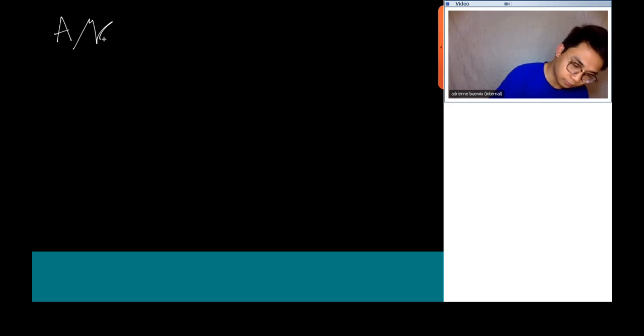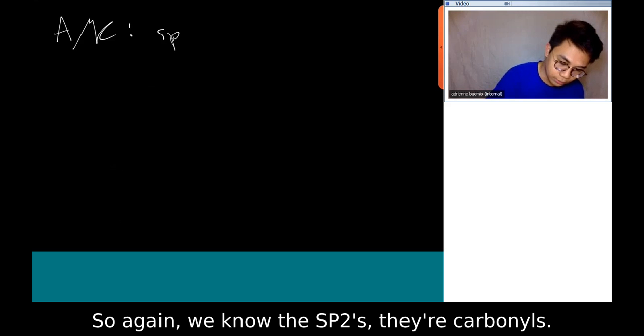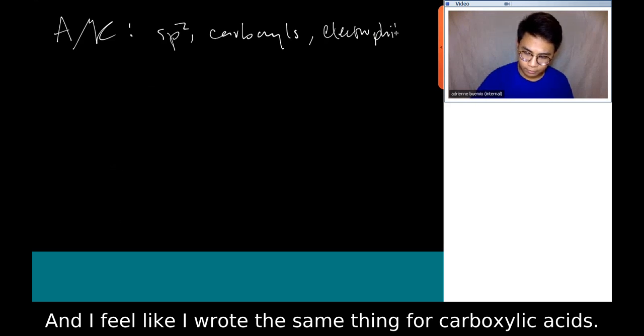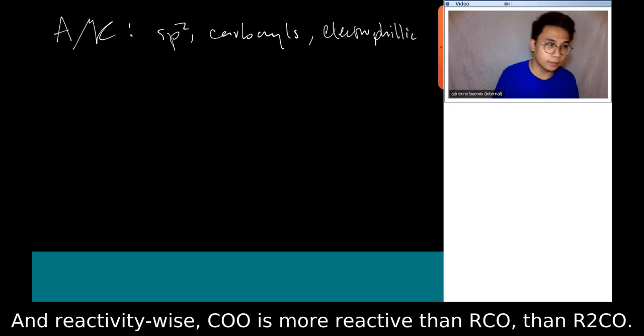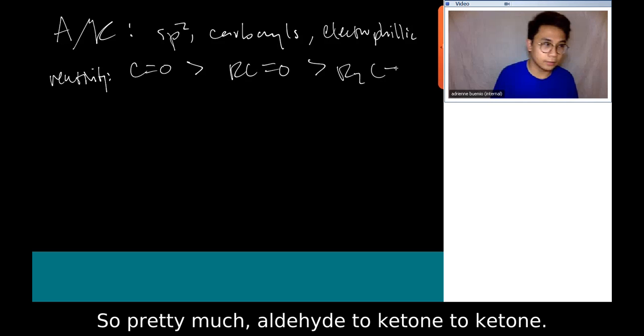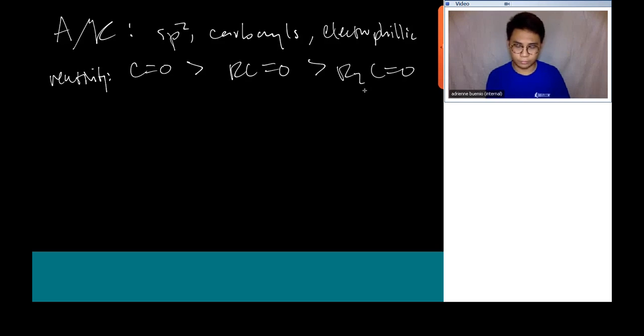But let's get into our summary. Obviously, let's start with aldehydes and ketones. Again, we know they're sp2 carbonyls, right? They're electrophilic, and I feel like I wrote the same thing for carboxylic acids, right? And reactivity wise, aldehyde is more reactive than ketone, RCHO, then R2CO. So pretty much aldehyde to ketone, right?